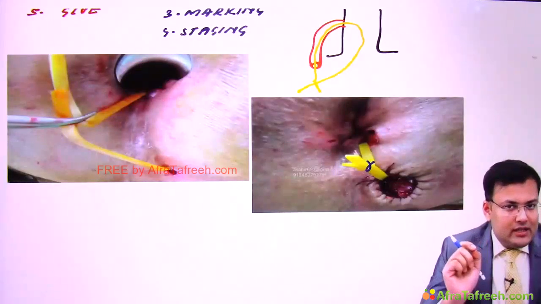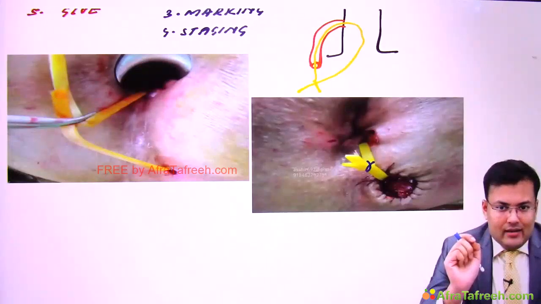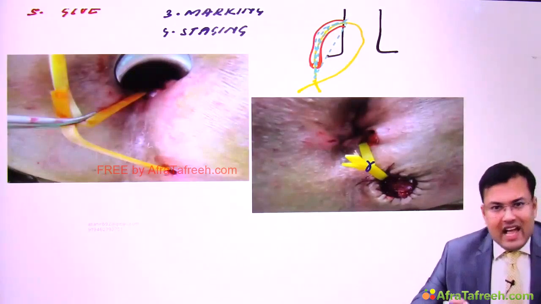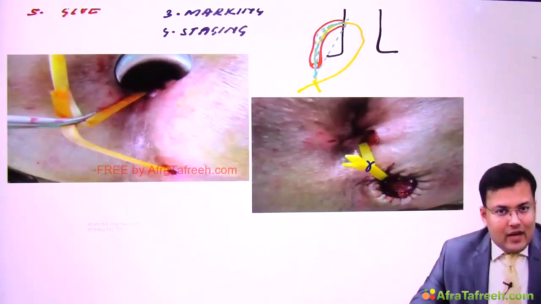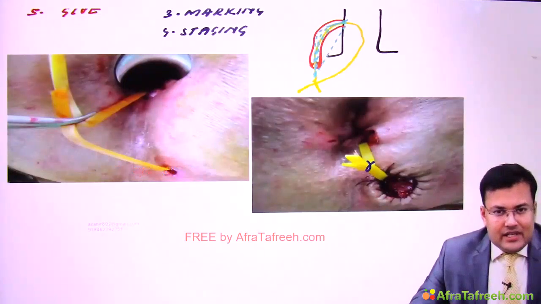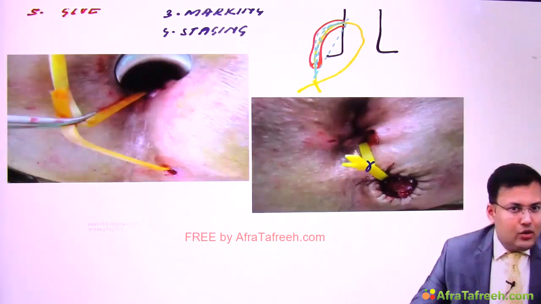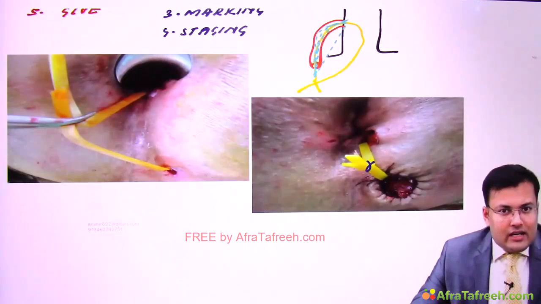Whenever this Seton is loosely applied, whatever the pus collection is there is coming out. So it acts as a drain. And whatever the pus collection is there, infection is there, it is easy for the pus to be drained out. So it is also known as draining Seton. So non-cutting Seton or draining Seton is used or applied loosely.